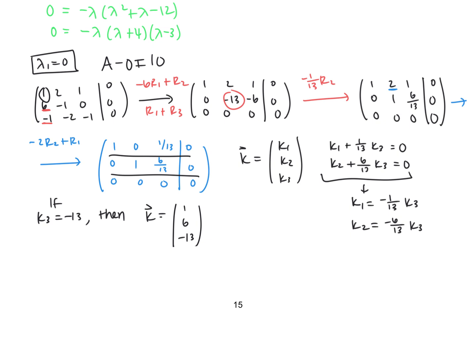We're going to have to do this process 2 more times for our 2 other eigenvalues. So let's go on to our second eigenvalue. Second eigenvalue is negative 4. So again, we're taking A and we're adding 4 times I, which remember just means 4 on the diagonals. So this vector will be 5, 2, 1, 6, 3, 0, negative 1, negative 2, 3, augmented with 0, 0, 0.